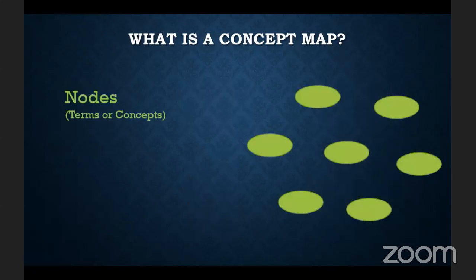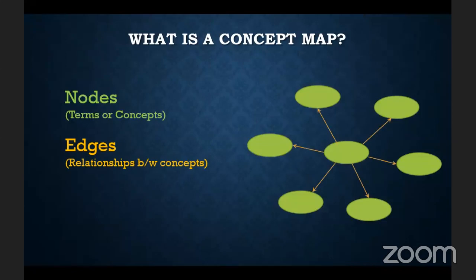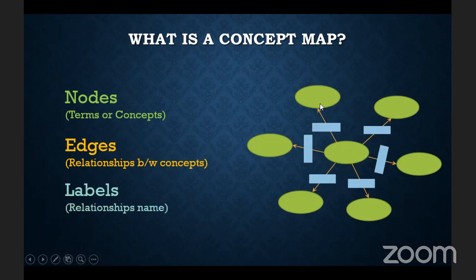So now, what is a concept map? Here you can see these green spots, and take them as different concepts. Now connect each concept with these arrows, which we will call edges, and these concepts will be called nodes. So these nodes are connected by the edges. And here we are putting some labels between the connections and naming the relationship.